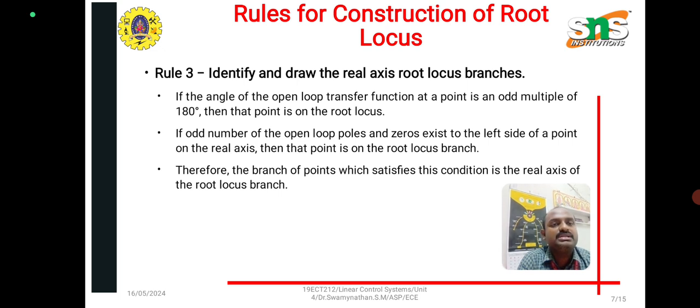Identify and draw the real axis root locus branches. If the angle of the open loop transfer function at a point is an odd multiple, that is (2n plus 1) times pi, then the point is on the root locus. If an odd number of open loop poles and zeros exist to the left hand side of the point on the real axis, then that point is on the root locus branch. Therefore, the points which satisfy this condition form the real axis root locus branch.